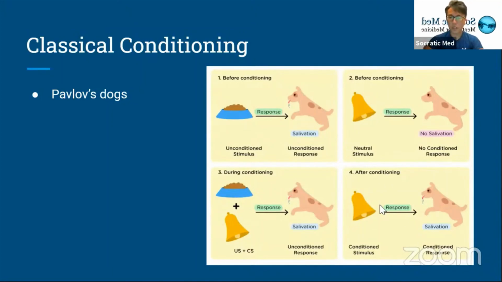So after conditioning, the bell, which is the conditioned stimulus, causes a response of salivation, which is the conditioned response because of the conditioning that the dog received when being paired with food and the bell when it was being fed.